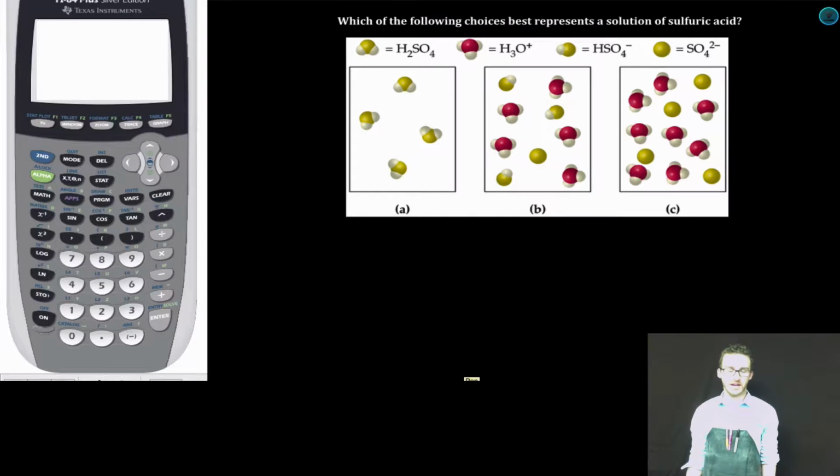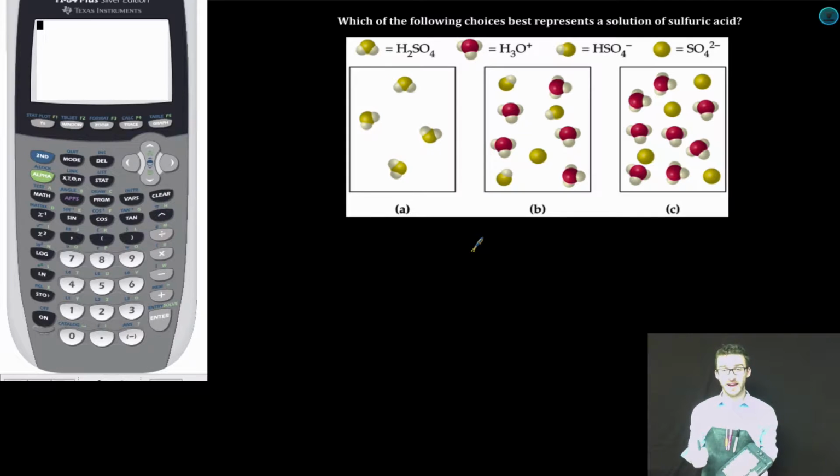We're going to take a look at a couple of very quick practice problems about polyprotic acids. This first question is asking us to determine which of the following choices best represents a solution of sulfuric acid. To successfully answer this question, we have to remember a couple of things about sulfuric acid.